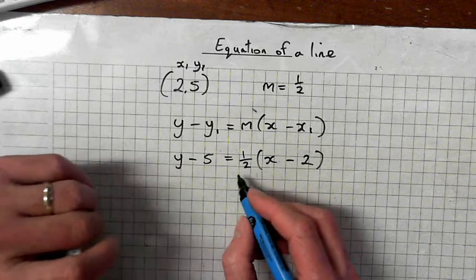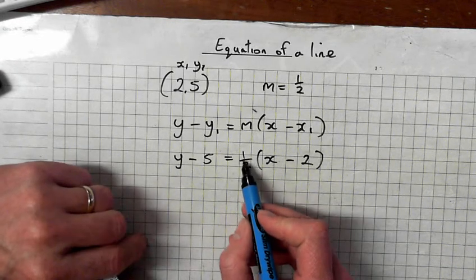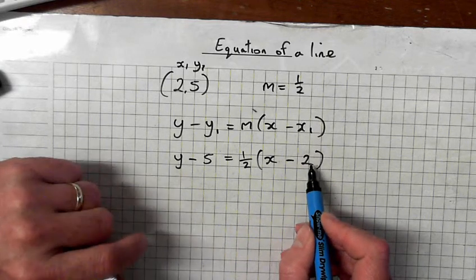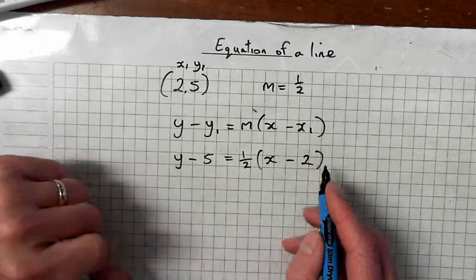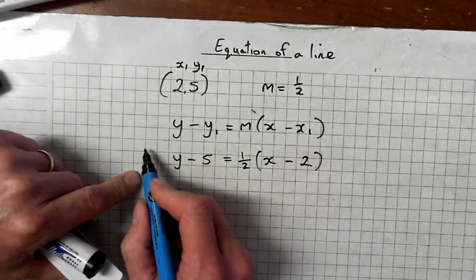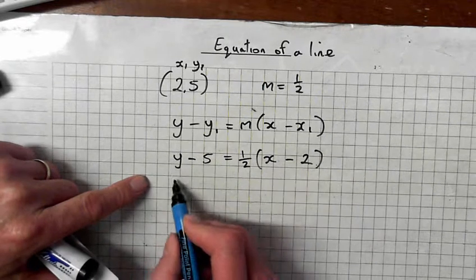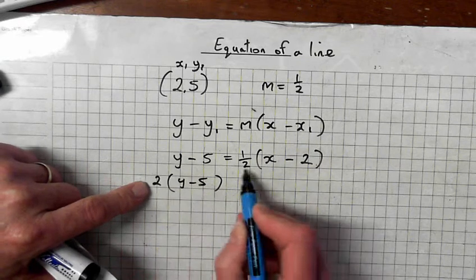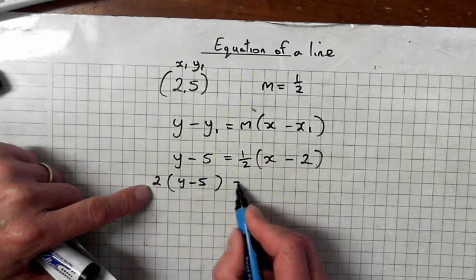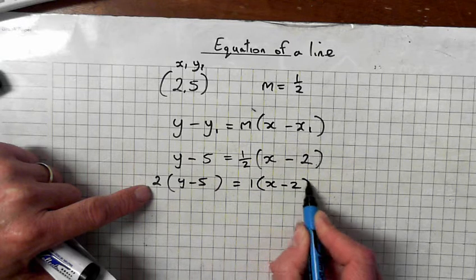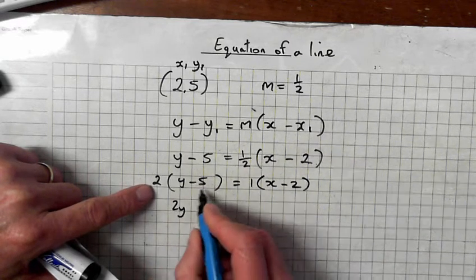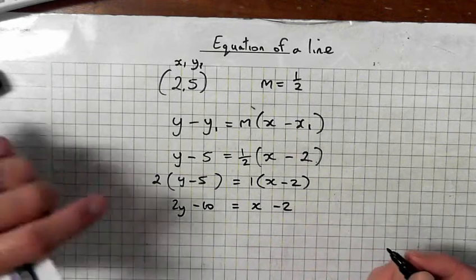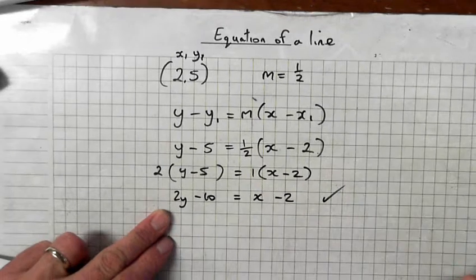Right. What I want you to do here, if there's a fraction here, is move the 2 across to this side and leave the 1 there. So we'll move the 2 outside the bracket, over to the left hand side. 1 remains where it is. So you get 2 times y minus 5, which is 2y minus 10, is equal to x minus 2. Alright, and that's correct. There's nothing wrong with that. That's the equation of the line.